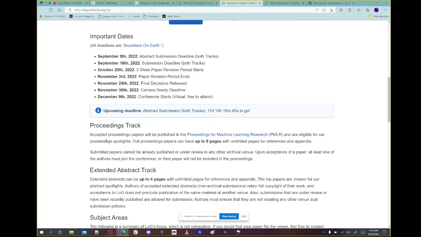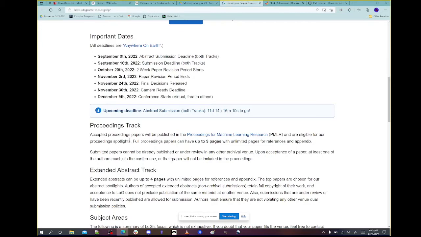These accepted proceedings papers, I don't know what the acceptance rate is, will be published in Proceedings of Machine Learning Research. So that's nice. Full proceedings papers can have up to 9 pages, with unlimited pages for references and appendix. Again, with all the work that Jiahong and Wataru have been doing, it'll probably not be too hard to get near 9 pages, along with some information about why we're doing it.